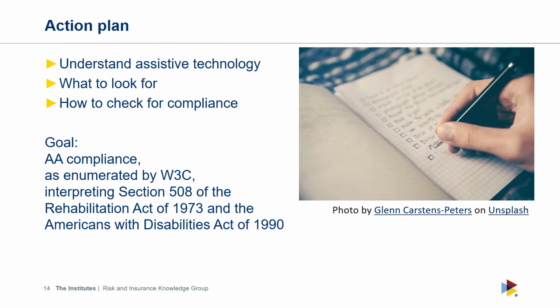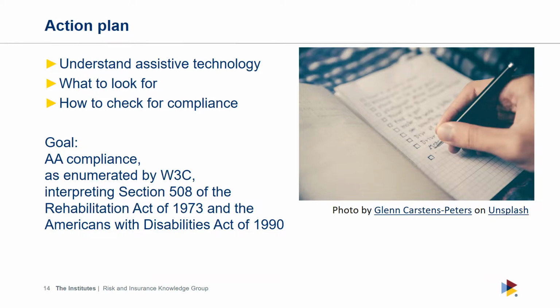And what is AA compliance? AA compliance is what our organization is headed for. There are levels of compliance. They are set by the W3C as interpreting Section 508 of the Rehabilitation Act of 1973 and the Americans with Disabilities Act of 1990. Those two laws are the reason why people can sue you.